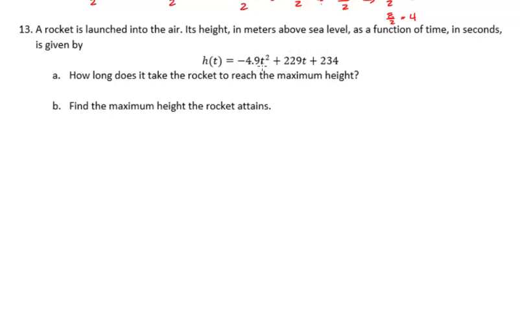So we put the number of seconds that the rocket has been in the air in for t, and work this out, and it should tell us the height. Now, like I talked about on one of the previous questions, the graph of a function like this, a quadratic function, is a parabola. Since this has a negative value for a, the graph of this parabola looks something perhaps like this.